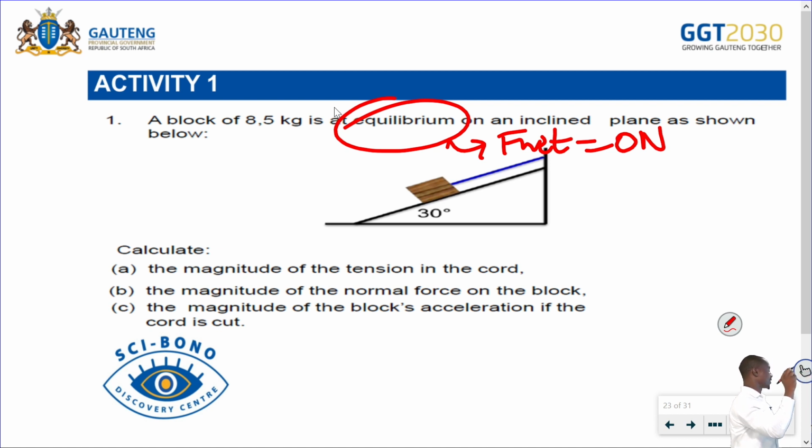So first things first, we draw a free body diagram. This is an incline. For the free body diagram, I will have my Fg, then I will have the normal force.